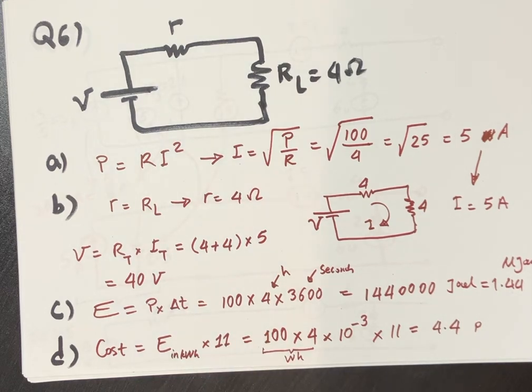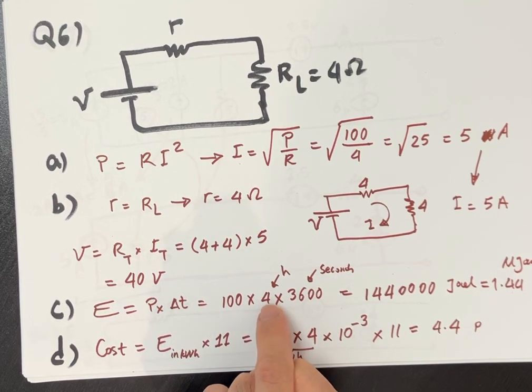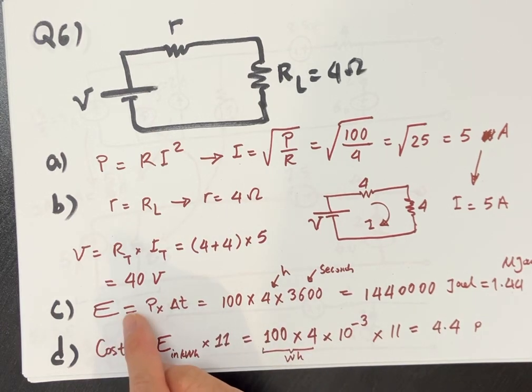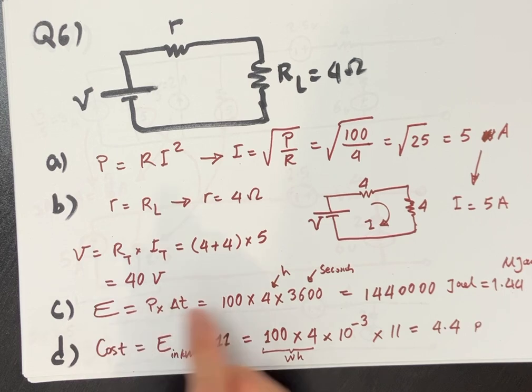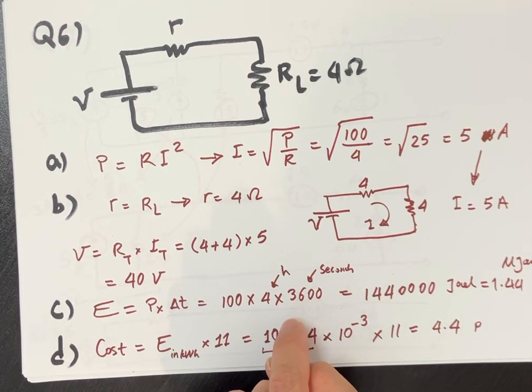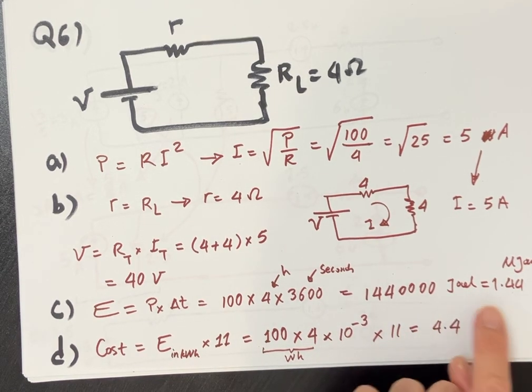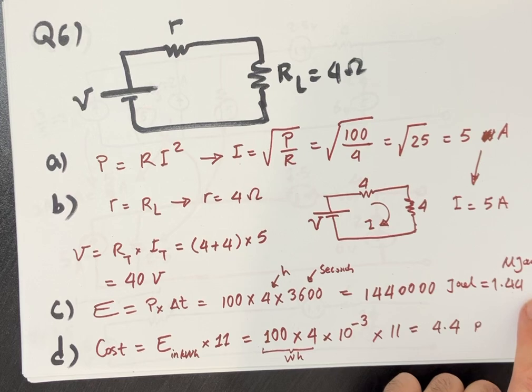Section C is about the energy in joule. So power times duration. Power was given 100 watt, and duration is said to be 4 hours. So that is 4 times 3,600 seconds, because the question was, what is the energy in joule? So you need to calculate it based on seconds. That's going to be 1,440,000 joule, or 1.45 megajoule.